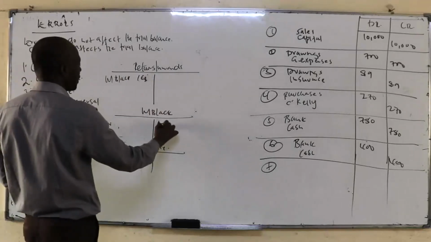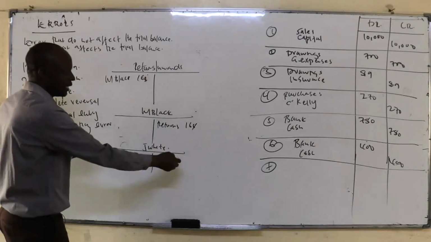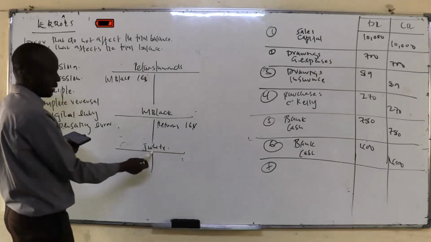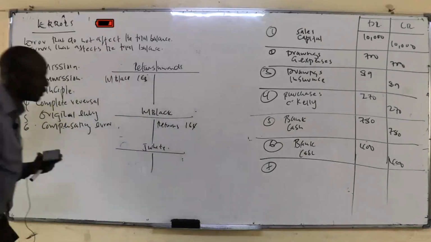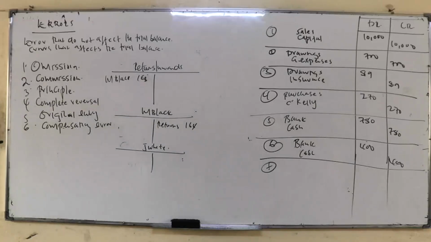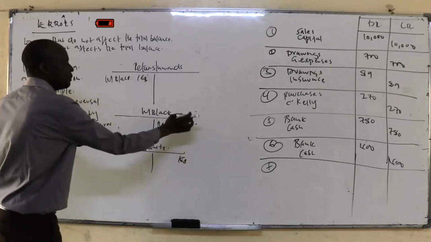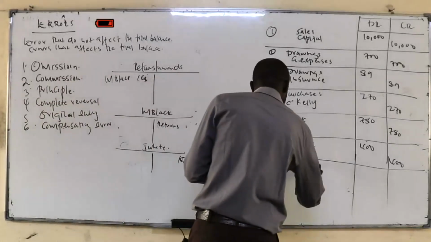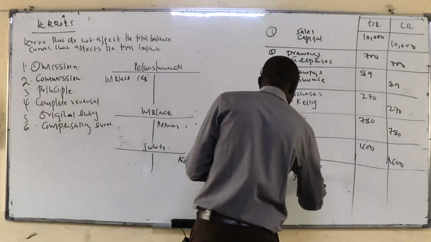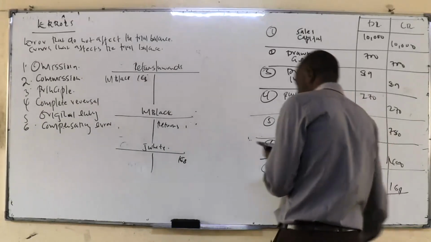You say here returns 168, but they did not. Instead they posted here to this other debtor, J White, instead of posting to M Black. The debtor who was returning goods is called M Black, isn't it? So now we cancel the amount. They posted here, instead of posting where? Here. So we debit J White, and we credit M Black. So this is 168 and here is 168. Then you narrate.